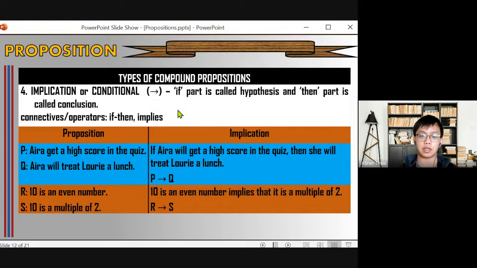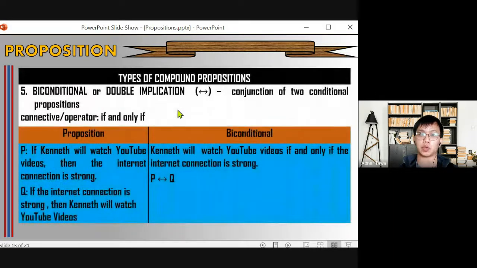Okay, so let's have the last type of compound proposition. We have here what we call the biconditional or sometimes called as double implication. If we're going to observe, we have here the word bi. From the word bi, it is two. So if you have here biconditional, therefore it concerns with two conditional statements. So when you see biconditional, it is a conjunction of two conditional propositions. It is two conditional propositions that are combined as one. So we have here the operator for biconditional is if and only if.